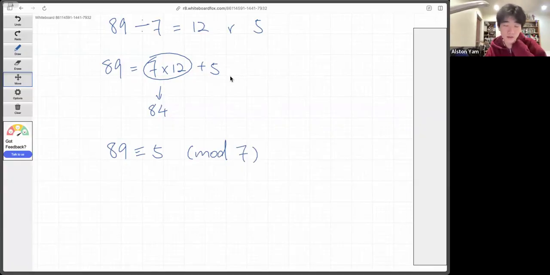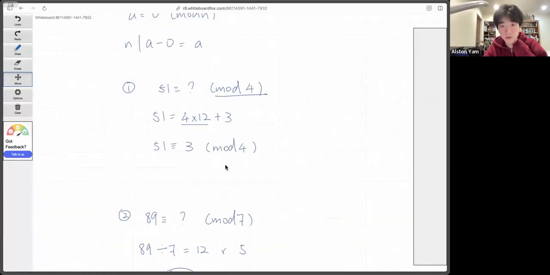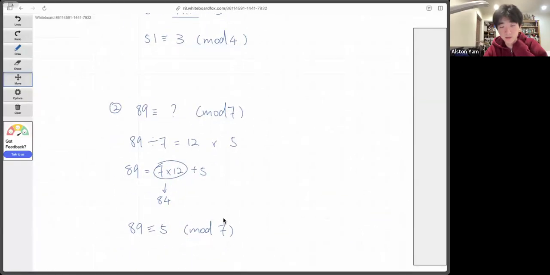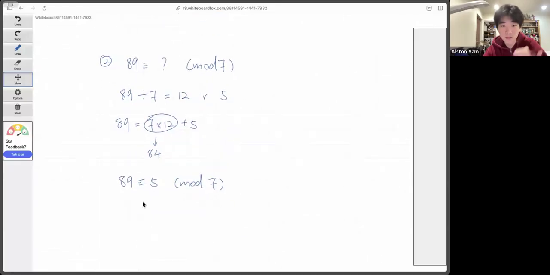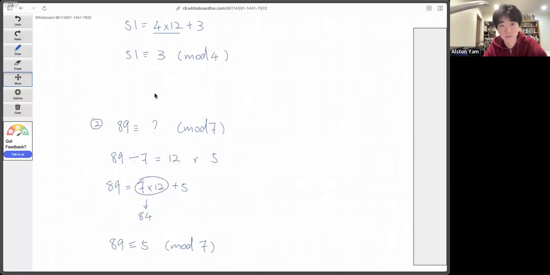Well, we can see that in our case, we have the 3 mod 4 here. We also have the 5 mod 7 here. What we can notice is that the 3 here and the 5 here, they're both smaller, right? They're both smaller than the mod. So the 3 is smaller than 4 in mod 4, and the 5 is smaller than 7 in mod 7.